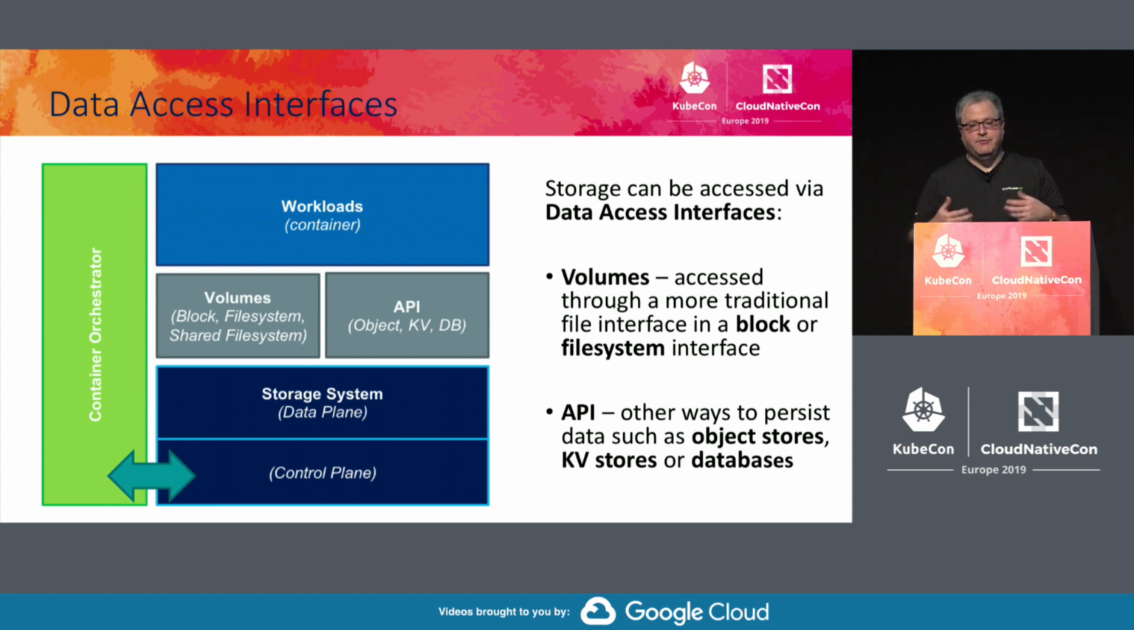APIs covers everything that you access traditionally over a network to a well-defined API, so things like object stores, key value stores, but also things like databases. So the cloud-native storage mandate also covers the use of things like databases, which you might not automatically associate with storage, but databases are just another way of persisting data.